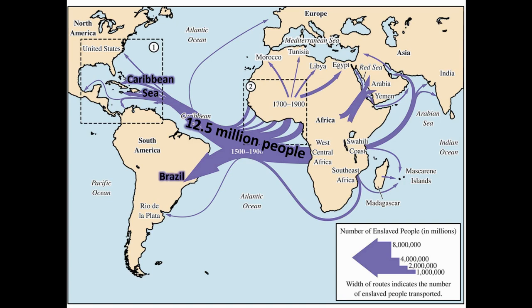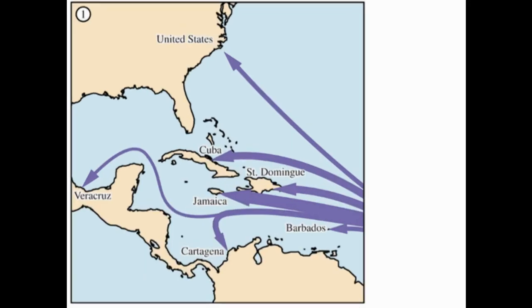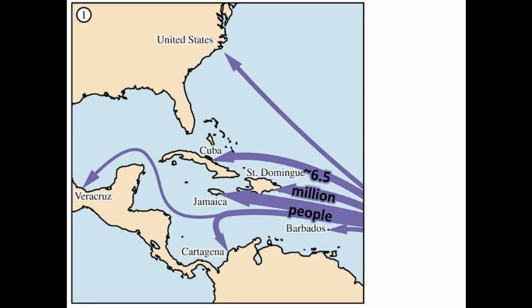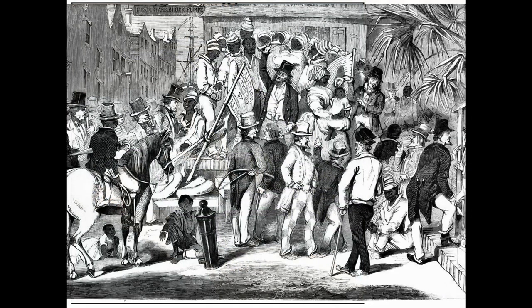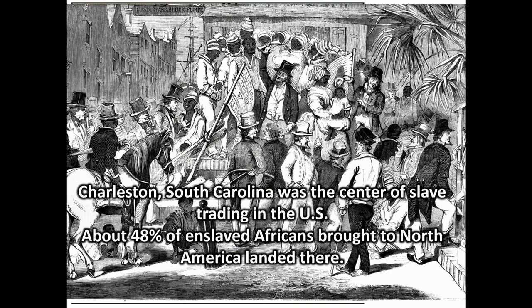Brazil. The Caribbean islands and Spanish Central America saw the most arrivals, some 6.5 million people, mostly to feed the growing sugar industry or to mine precious metals like gold, silver, and copper. By contrast, a relatively small portion of enslaved Africans were brought directly to continental North America, or what is now the United States. Those who did were usually bought and sold in Charleston, South Carolina. Charleston was a major port city in the early British colonies and a central hub of the slave trade. About 48% of enslaved Africans brought to North America ended up at markets like this one in Charleston.